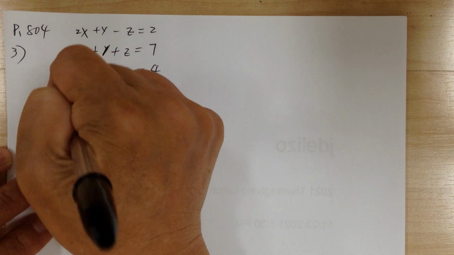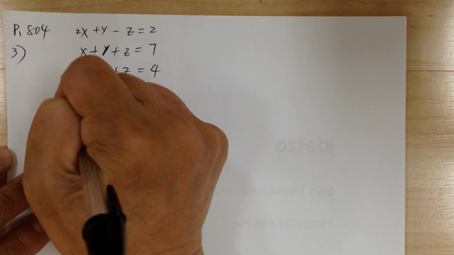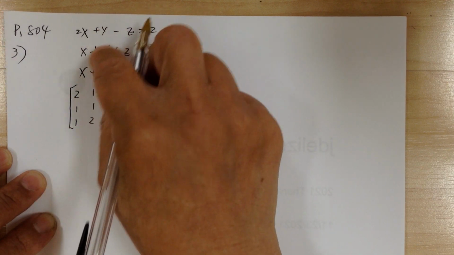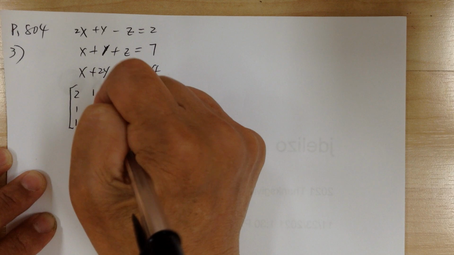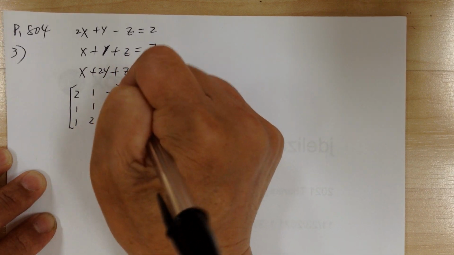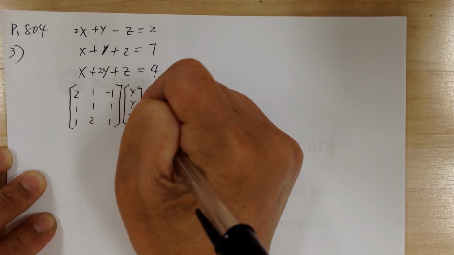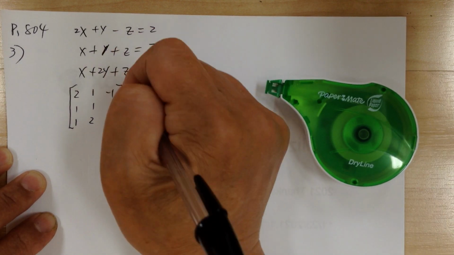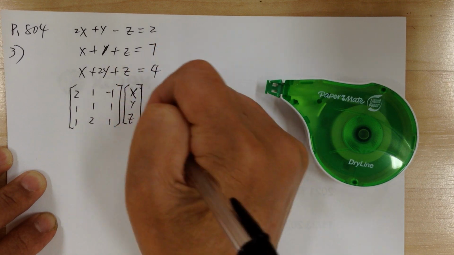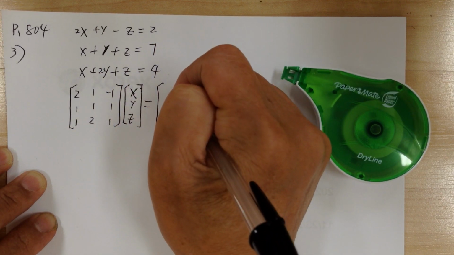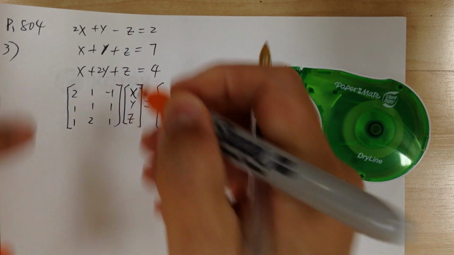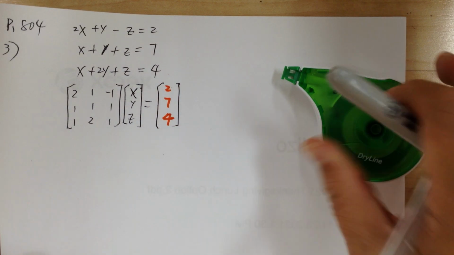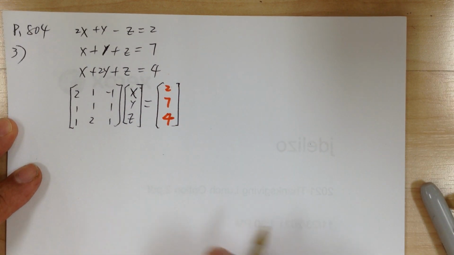Okay, so again, first let's go and write this in matrix form. So you got 2, 1, 1, right? You're going to get 1, 1, 2, and negative 1, 1, 1. And you're going to times by x, y, z. Okay, let's be more careful. And this will equal to, again, I'm going to color code for you, 2, 7, 4. Okay, this is your answer matrix. Okay, so now we're ready to solve.